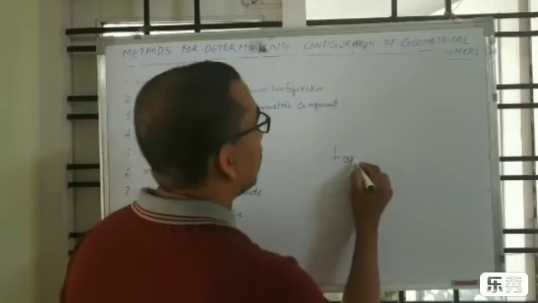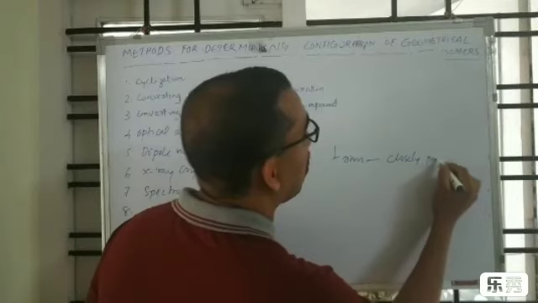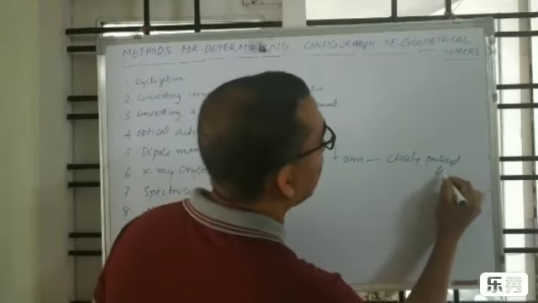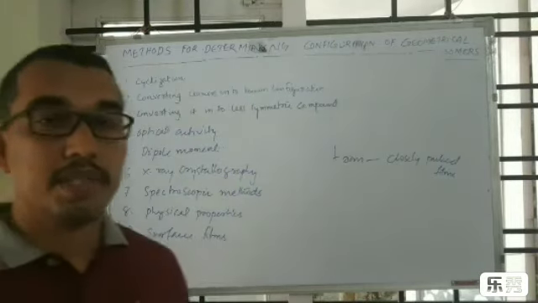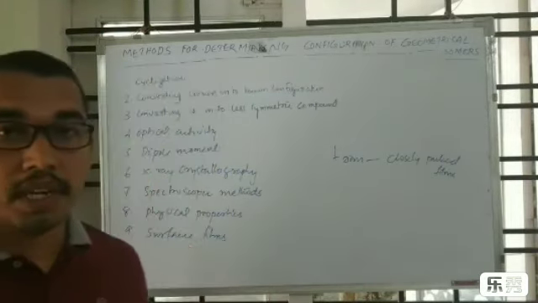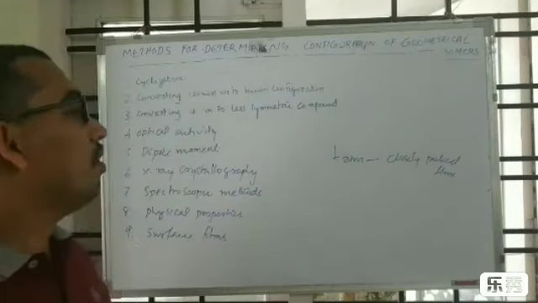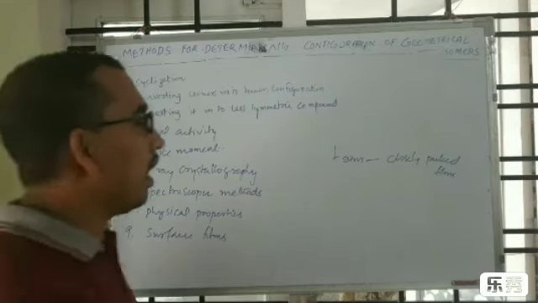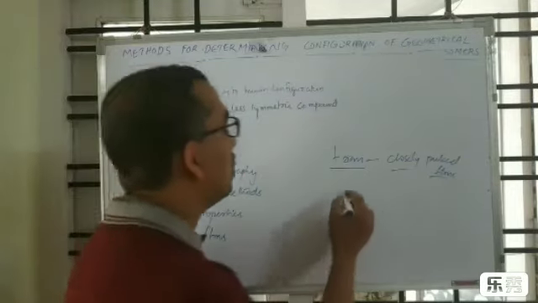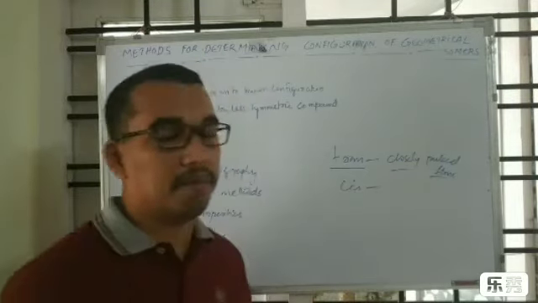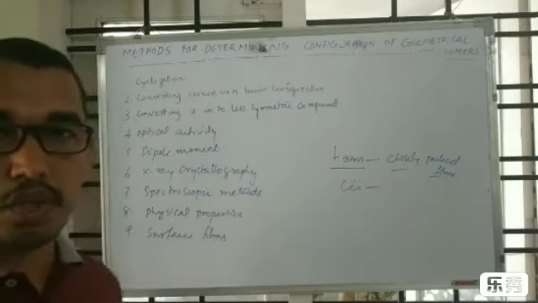In trans isomer, it will form closely packed film than cis isomer. See, in this method of surface films, long chain geometrical isomers having a terminal group which is capable of dissolving in a solvent will form surface films. Trans isomers will form closely packed films, but cis isomer will not form closely packed films. So that is the difference, and by that we can determine the configuration of geometrical isomers.